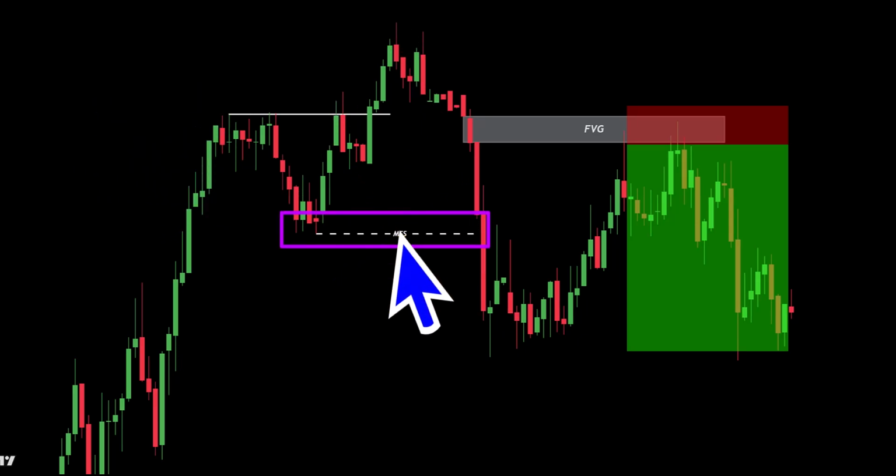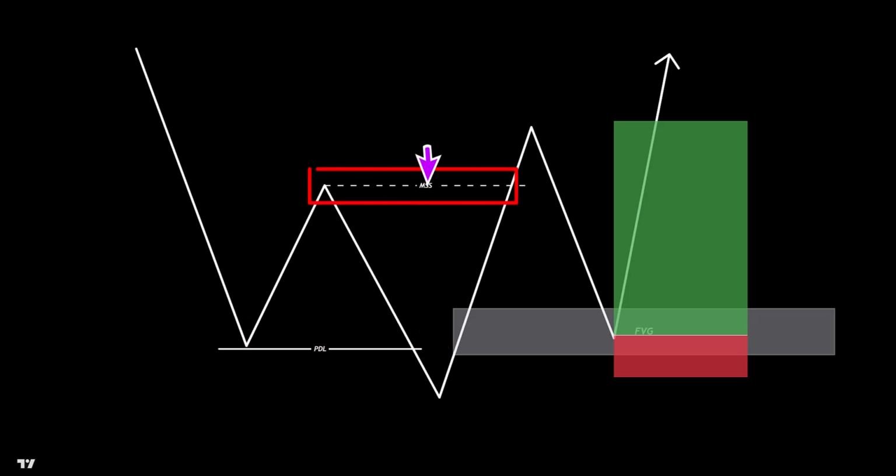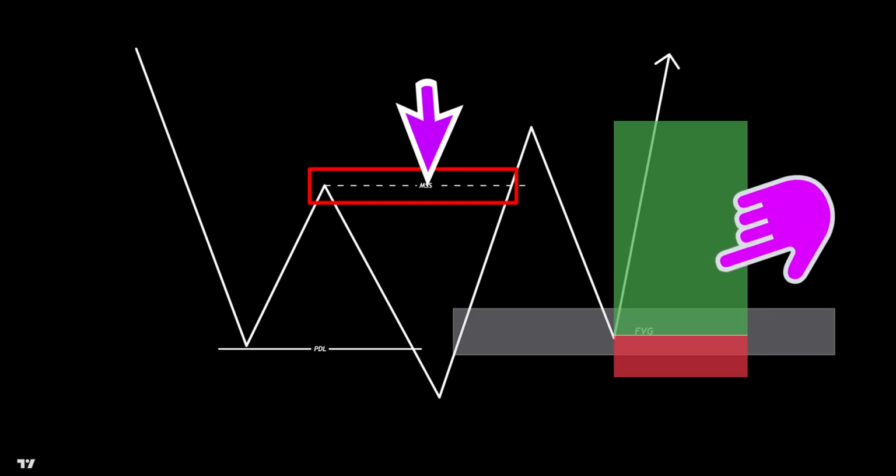day's low. The same concept applies in bullish conditions, but flipped. Price first dips below the day's low to take out stops, then we wait for a market structure shift upward that signals a reversal, and prepare to enter long.